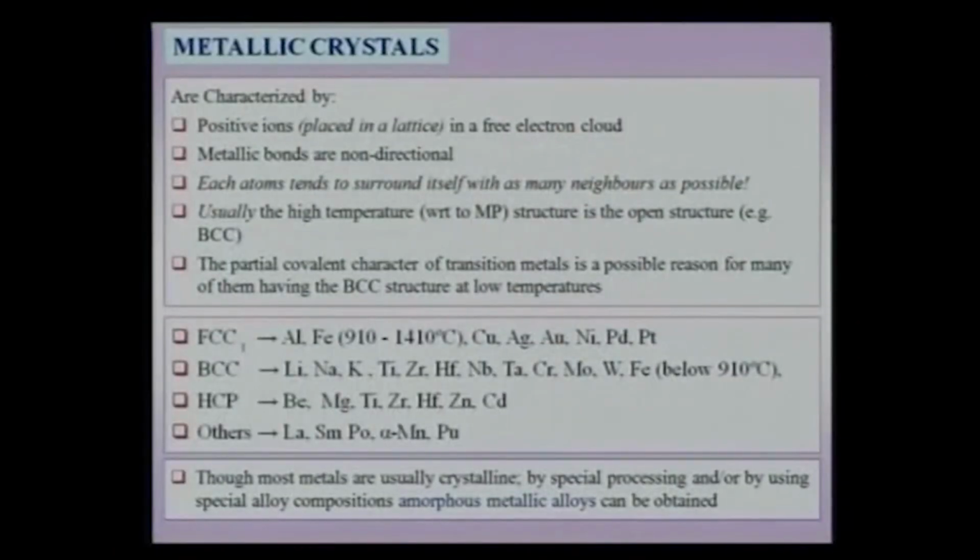For instance, alpha manganese and beta manganese can have very complex structures, and we will consider some examples which have these kinds of complex structures. But the more important ones, which will be the focus of our present study, will be the FCC, BCC and HCP crystals, and we will take up each one of these in a lot of detail in this lecture.